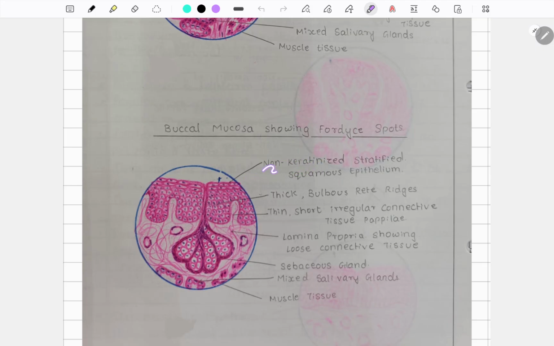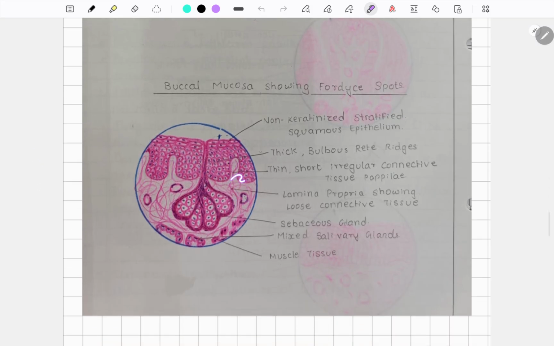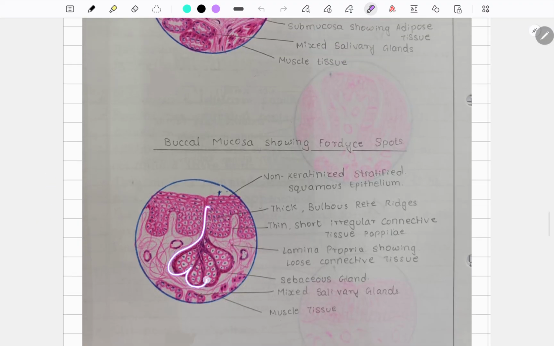Over here the rest of the features will be of buccal mucosa only, that is, it is non-keratinized. Then thick and bulbous rete ridges, thin, short and irregular connective tissue papillae. Then the lamina propria shows loose connective tissue. This is the part of the sebaceous gland, and the rest, like mixed salivary gland and muscle tissue, will remain the same. Just this part will add up, that is the sebaceous gland, which shows the Fordyce spot.